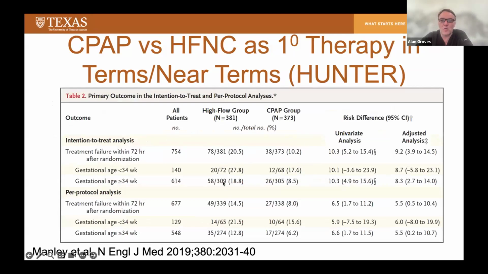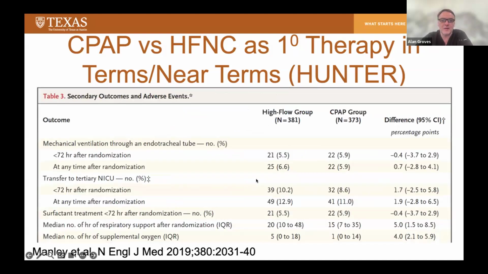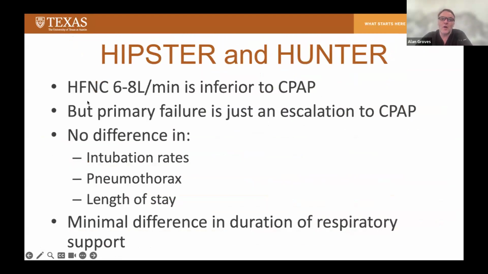Same at less than 34 weeks and at more than 34 weeks, but no difference in needing to be intubated in this group, no difference in need for surfactant, or much difference in duration of respiratory support, 5 hours more respiratory support. So again, a much higher failure rate in the high flow group, but then just rescuing those babies with CPAP. So high flow 6 to 8 is clearly inferior to CPAP, but the primary mechanism is just escalating to CPAP, and not much difference in intubation rate, pneumothorax, or length of stay, minimal difference in duration of respiratory support.